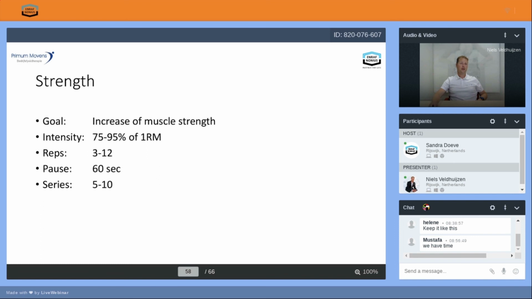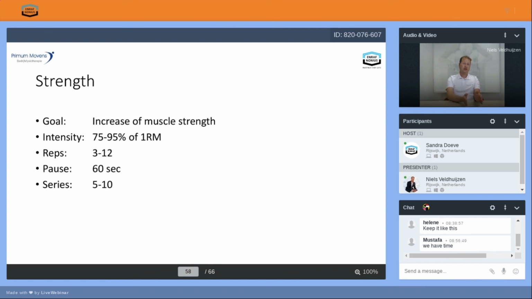For strength, this is focusing on increase of muscle strength. You see the higher intensities, and you might think, okay, when I go to 75 or 95% of the intensity, you should realize that the 1 repetition maximum is a measurement that will give you information of the maximum capacity at that moment in time. When you improve over time, because that will be the effect of your training, your 1 repetition maximum will increase as well. So this is an important feature, that you do these 1 repetition maximum determinations quite often.